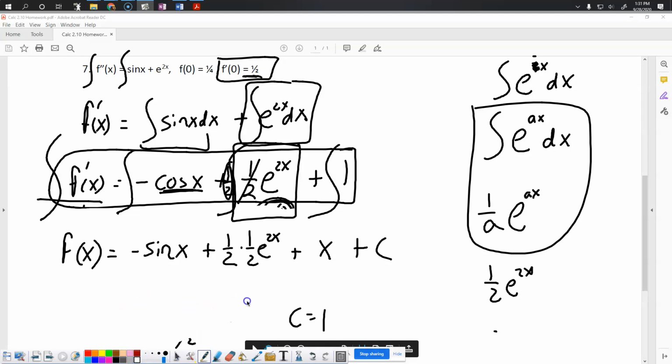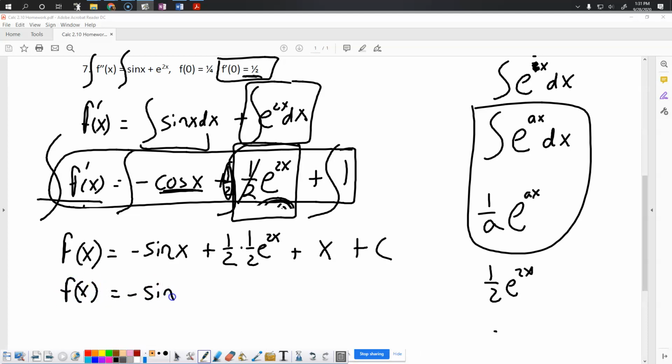If I'm going too fast, you just let me know. So, simplifying it, I have this. Multiplying those two halves together. And the last thing we need to do is just plug in our initial condition once again. So I'm going to plug in 0.